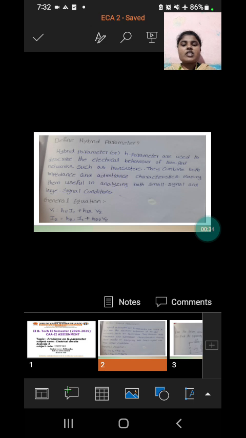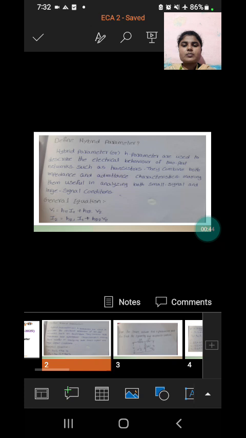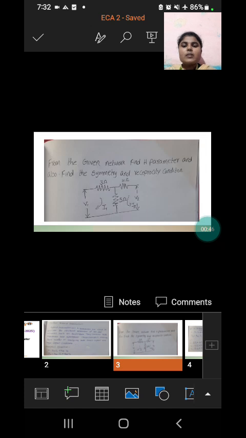Here we write the general equation for H parameter. V1 equals H11 I1 plus H12 V2. I2 equals H21 I1 plus H22 V2. For example, from the given network, find the H parameters and also find the symmetry and reciprocity conditions.